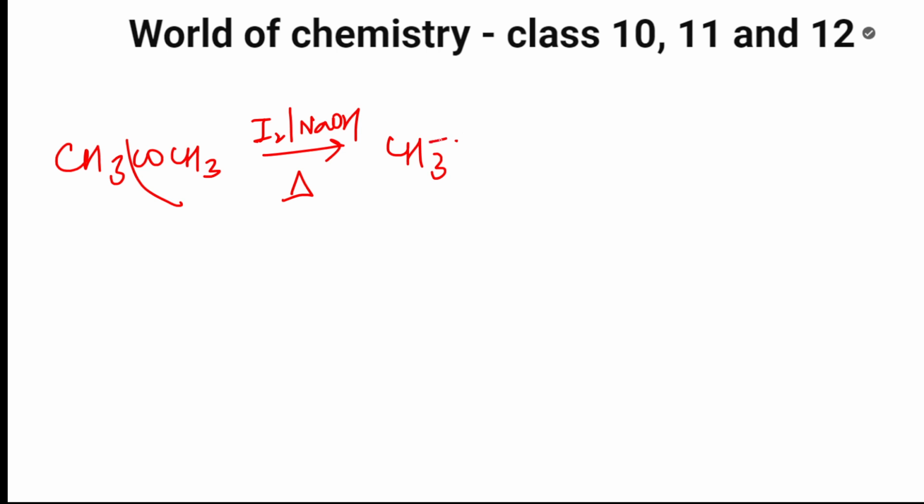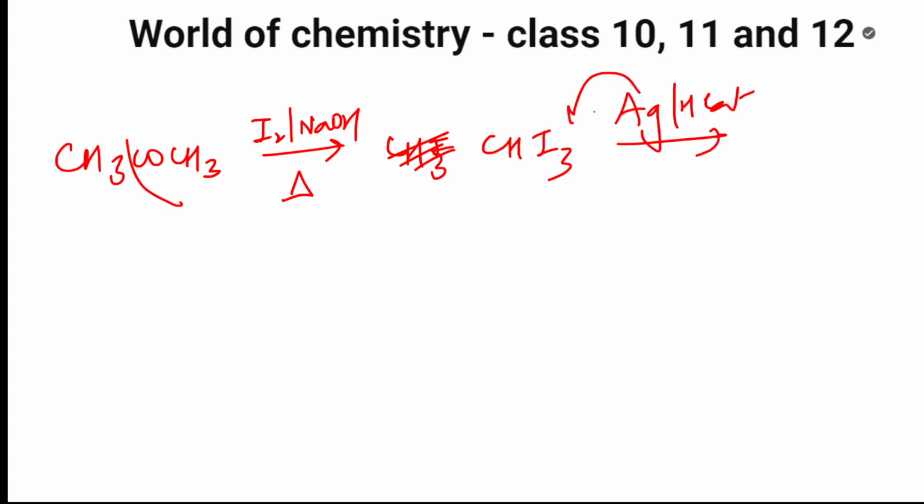CHI3. Sorry, CHI3. Let me break this. Again take CHI3. Okay. Iodoform, the hydrogen atom replaced with the iodine, CHI3. And silver, you're heating it. Just now I said it will precipitate out with the iodine and I'll be getting alkynes.